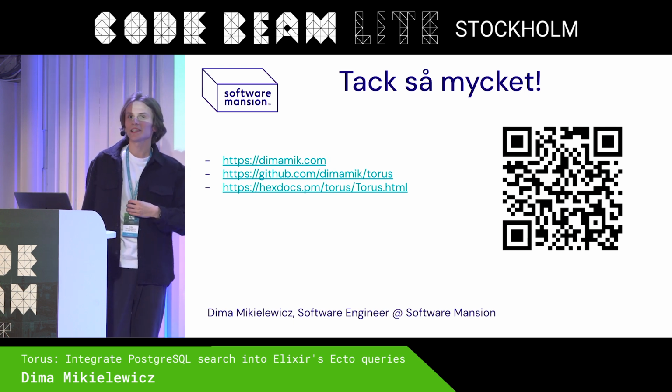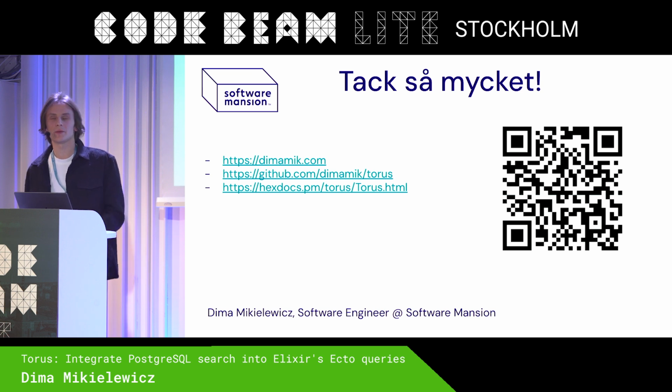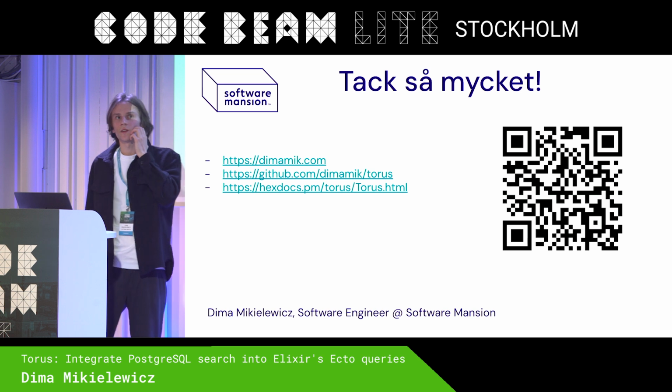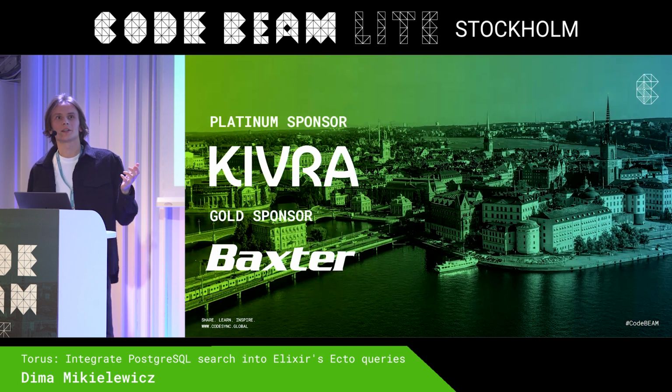Thanks for the question. So basically, all the comparison of vectors is done by Postgres, and it's done by the pgvector extension. So Elixir does nothing in terms of vectors and comparing vectors.